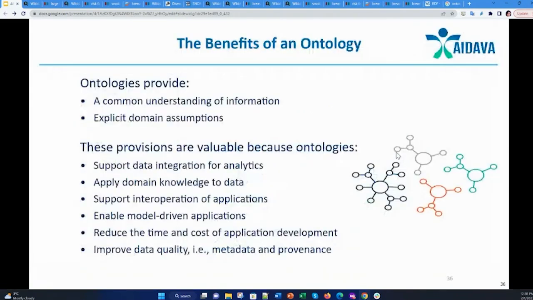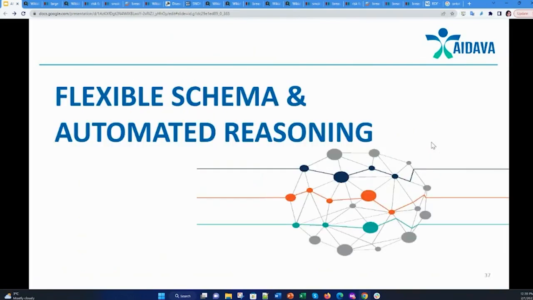Why do we need ontologies? They provide a common understanding of information, make domain assumptions explicit, support data integration for analytics, apply domain knowledge to data, support interoperation of applications, enable model-driven applications, reduce time and costs of application development, and improve data quality, metadata and provenance. Now I'll give the floor to my colleague Todor to continue with more examples.